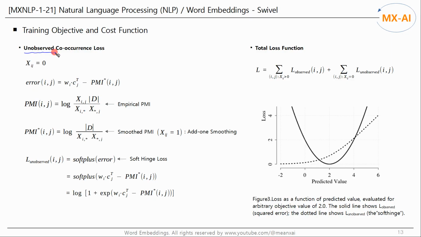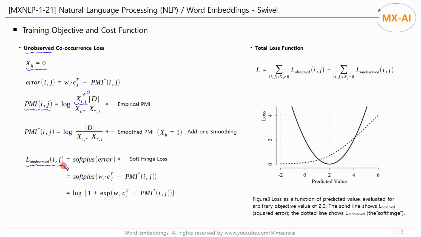Now let's move to the opposite case. What happens when xij is 0, meaning that the pair was never observed together in the corpus? The ordinary empirical PMI cannot be used directly in this case. This is because the PMI contains log xij, and when xij is equal to 0, log of 0 approaches negative infinity. So we need a different way to handle these pairs.